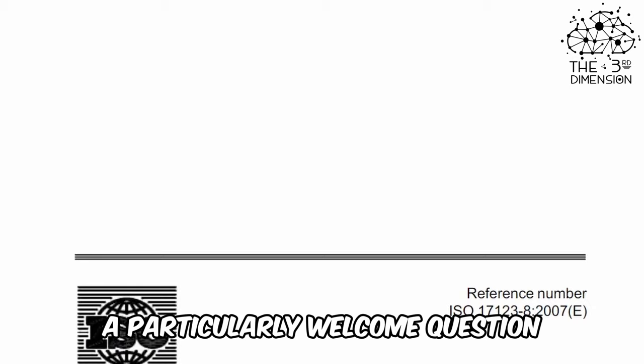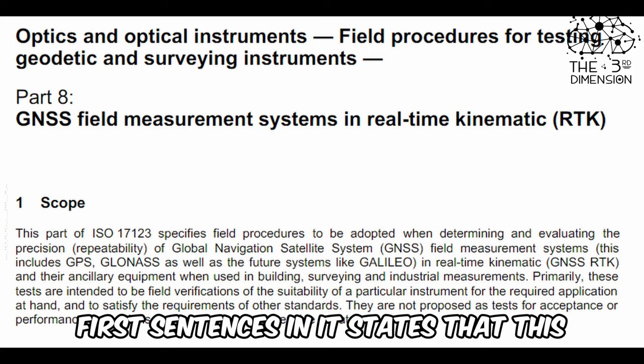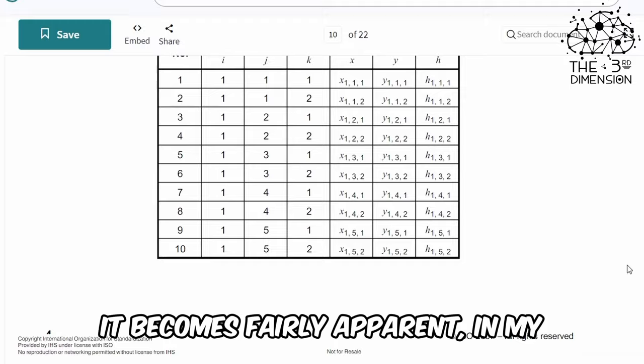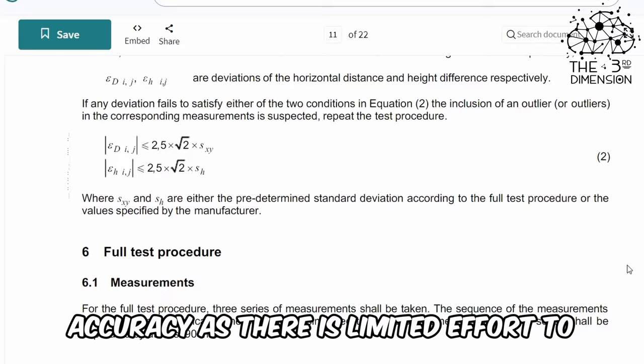When I pull up ISO 17123-8, one of the first sentences in it states that this should be used to determine precision or repeatability, not accuracy. As we start looking at the ISO standard, it becomes fairly apparent, in my opinion, that this indeed does not test accuracy, as there is limited effort to determine a true or accepted coordinate for any of the observations.